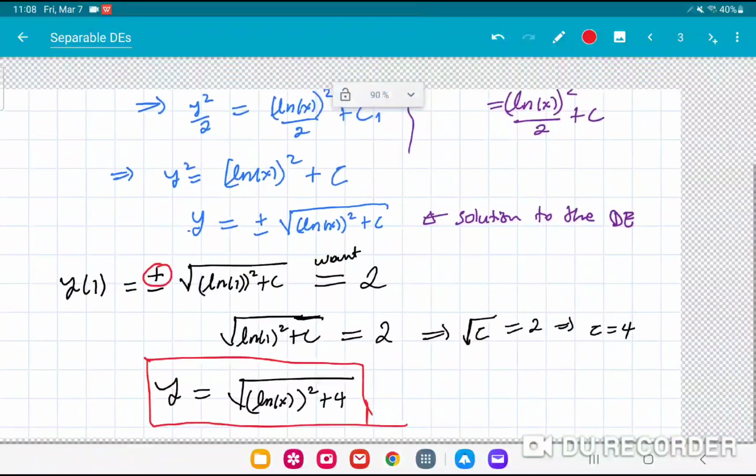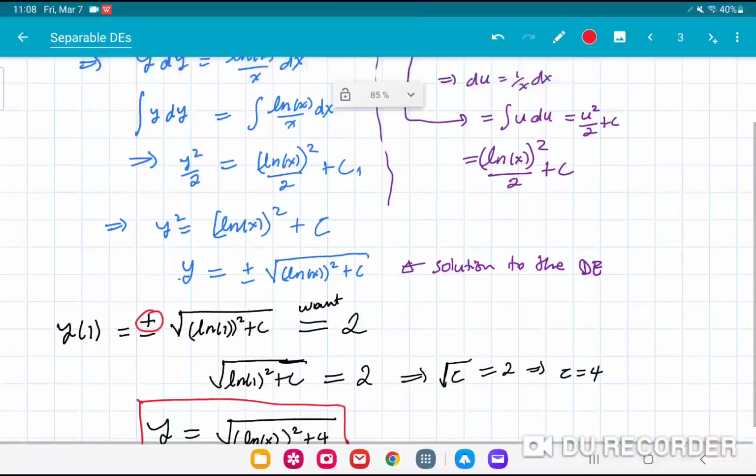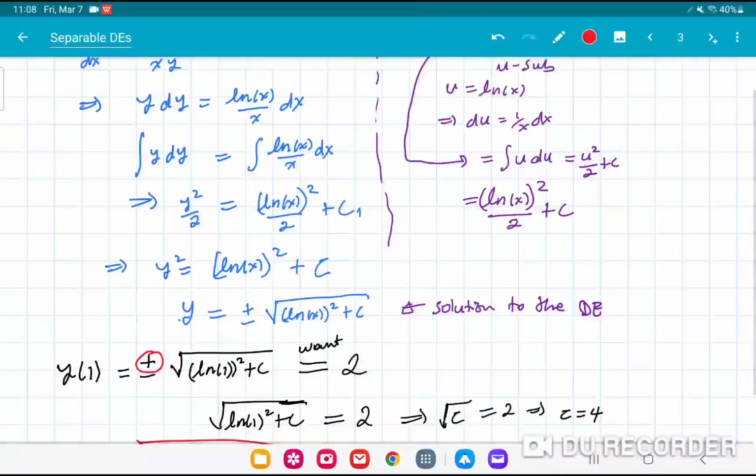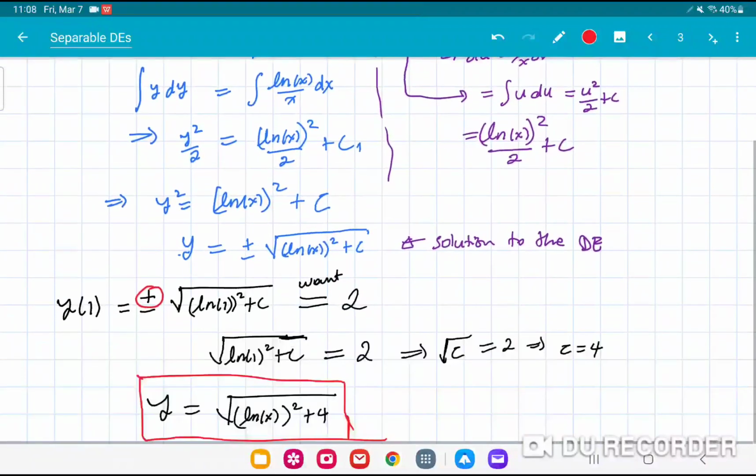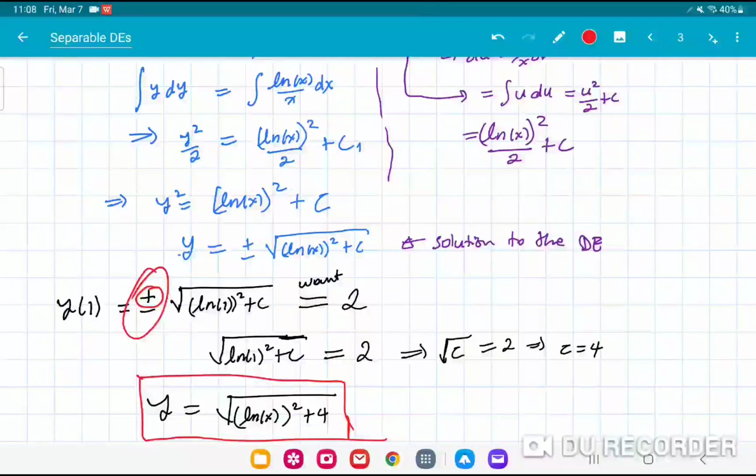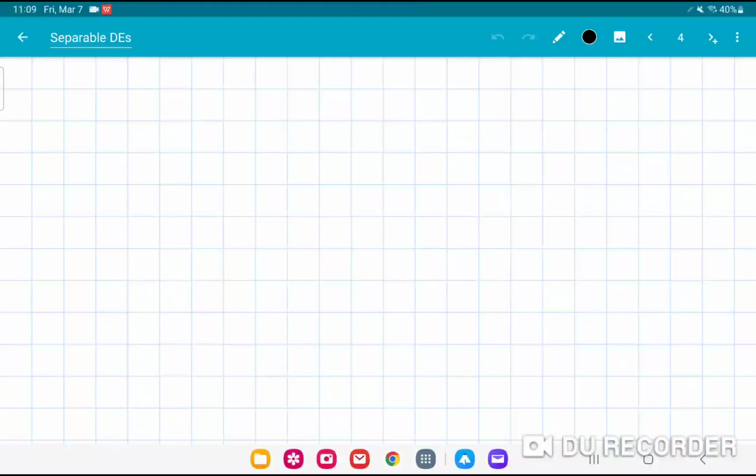Okay, to recap, I have dy by dx equals natural log of x over xy, and with this initial value condition, I will ignore the initial value condition and solve the differential equation first. Once I solve that, then you use the initial value condition to find c. And in this case, when you have a plus or minus, then the initial value condition tells you which one to pick.